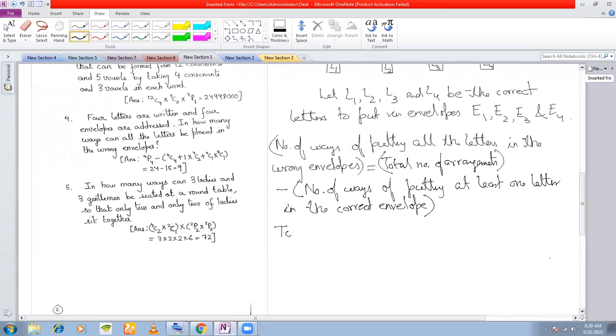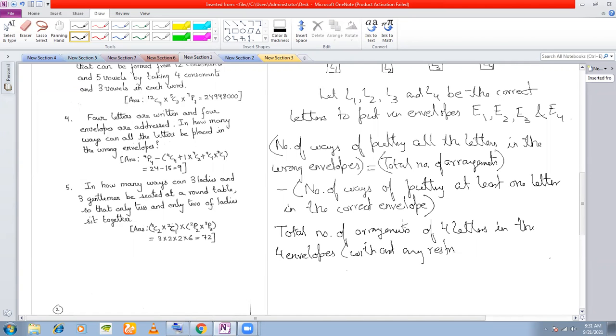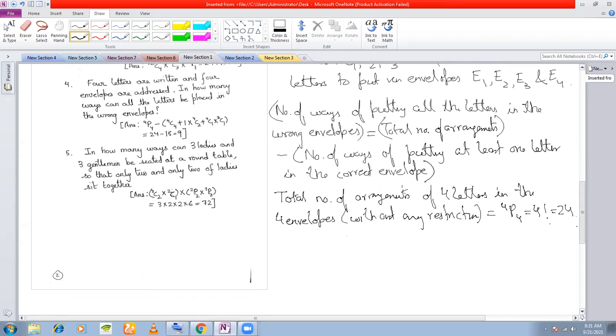First one, total number of arrangements of four letters in the four envelopes without any restriction is equal to 4P4, which is 4 factorial, equal to 24 ways, right? So you can put four letters in four envelopes in 4P4 ways. Whether correct or wrong, everything is included in 24.